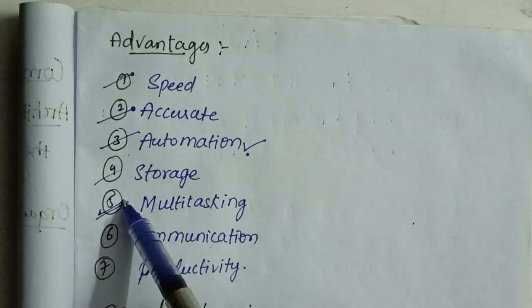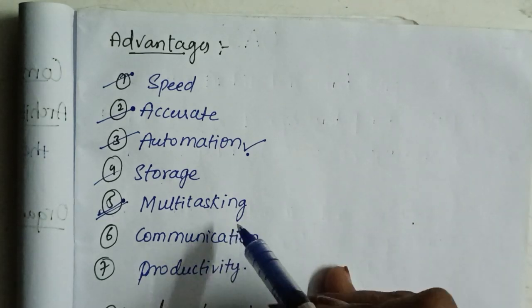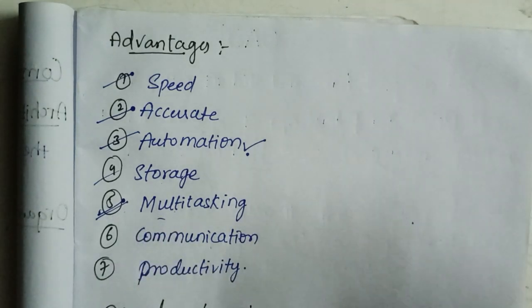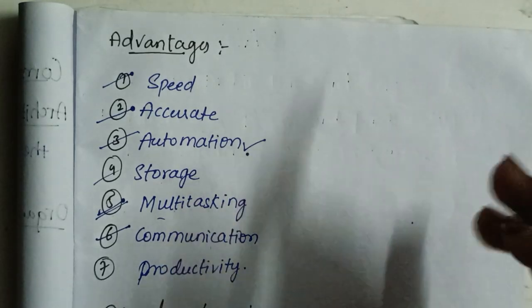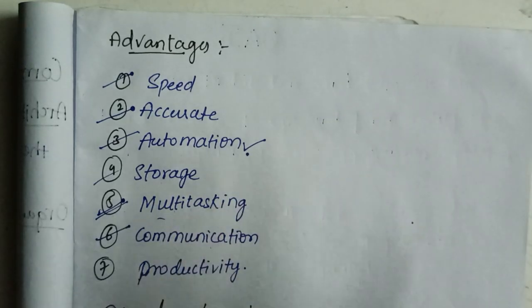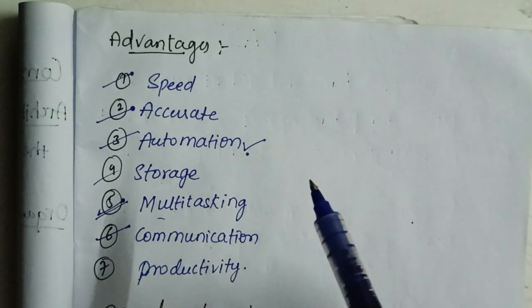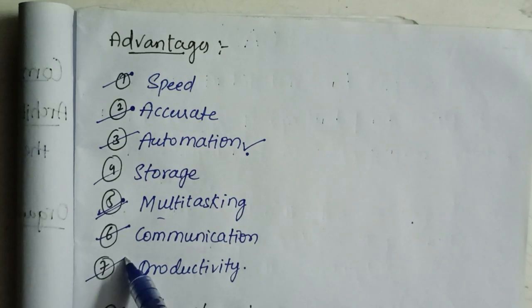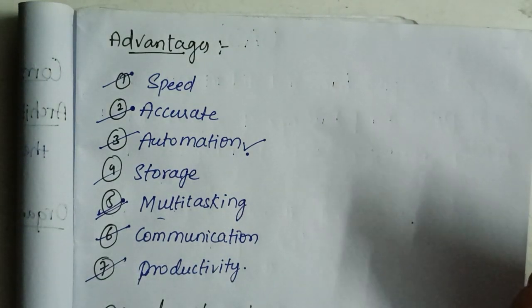The fifth advantage is multitasking. A computer performs multiple tasks at once, which is known as multitasking. Then we have communication. Through emails, networking, and more, we have the greatest communication with computers. We can contact many people around the world using these computers. And then we have productivity. It can be used for multiple calculations and everything in daily life.